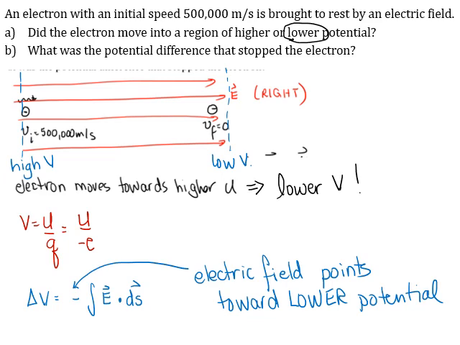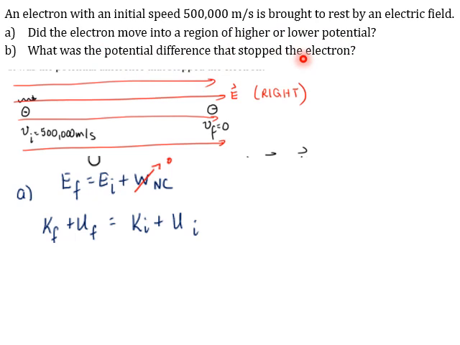For part B now, what is the potential difference that stopped the electron? So we're trying to find delta V for the next part. To find our potential difference that stopped the electron, let's go back to our expression for energy that we wrote down in part A. Conservation of energy says that final energy is initial energy plus work done by non-conservative forces. We don't have any friction or anything, so that bit is 0. So final kinetic plus final potential equals initial kinetic plus initial potential.